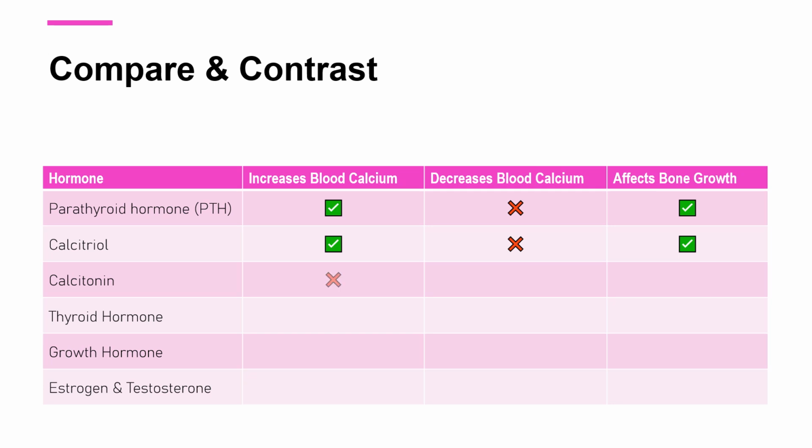Now, calcitonin doesn't increase blood calcium levels, but it does decrease them, and it too will affect bones. Thyroid hormone neither increases nor decreases blood calcium levels, but it promotes bone growth and development. Growth hormone will not affect blood calcium levels either, but it does promote bone growth. And estrogen and testosterone, they won't affect blood calcium levels, but they do affect bone growth.